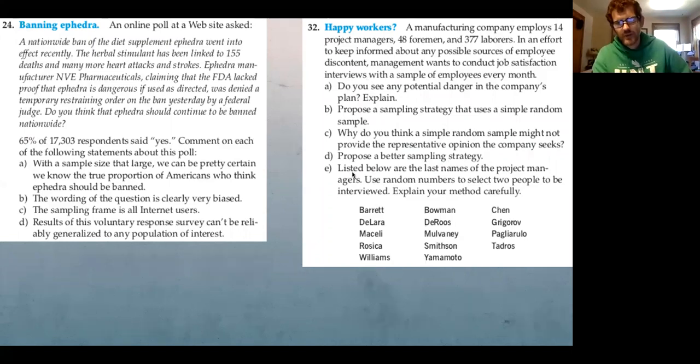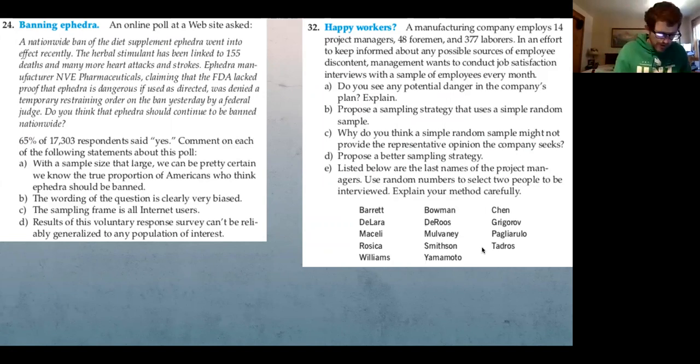Okay, so listed below are the last names of the project managers. Use random numbers to select 2 people to be interviewed. Explain your method carefully. Now this is one you could do with your calculator. If you numbered all these 1 through 14, and with your calculator, you just picked 1 through 14, I think that's a fair way of selecting. Let's say you're using a random number table. Well, in that case, we have a pretty simple way of doing it.